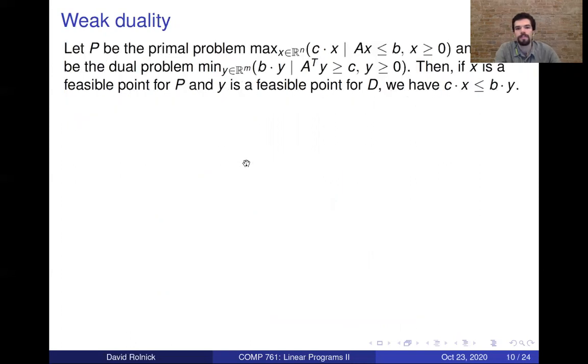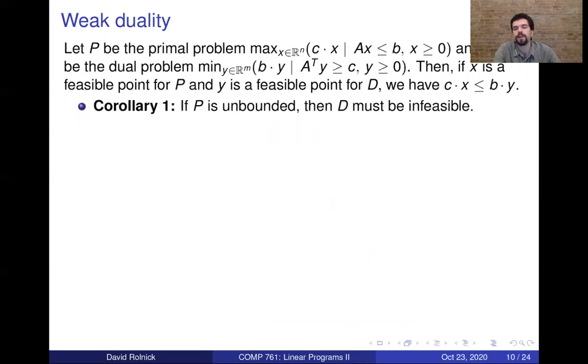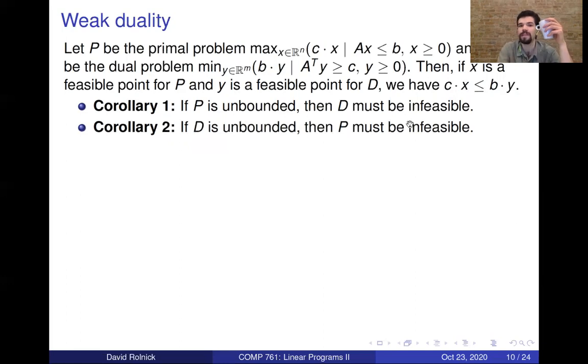Okay, so the first corollary of this: if you have a primal that is unbounded, so c dot x can get as big as you want, then D has to be infeasible. Why? Because if we had a y that was a feasible point, its objective function would have to be bigger than all of these. But if this is unbounded, then it can't exist. So if P is unbounded, then D must be infeasible. Similarly, if D is unbounded, i.e. this can get as small as possible, then P must be infeasible because there can't be an x here.